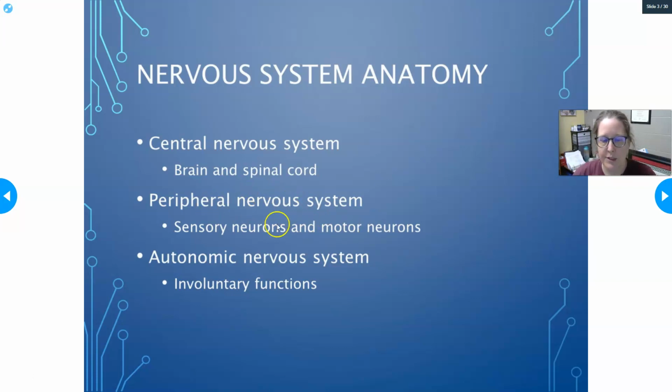Within the peripheral nervous system, there's the autonomic nervous system and the somatic nervous system. So the autonomic nervous system controls involuntary functions, so things such as digestion, heart rate, your default breathing rate, etc. The somatic nervous system carries out all the voluntary things, so movement. Just speaking is voluntary, moving around, walking, getting up, sitting down, all the things that you can choose to do or not do.